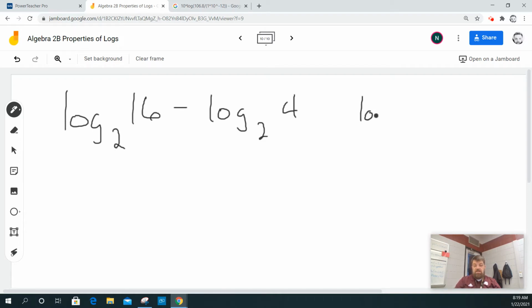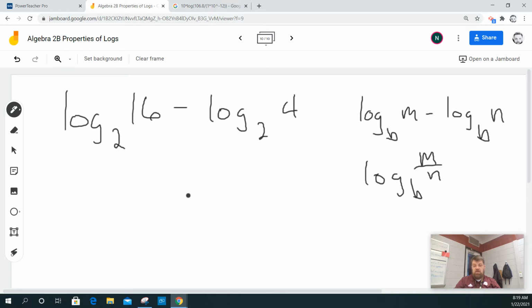So remember that log base b of m minus log base b of n is the same as log base b of m divided by n. In other words, I've kind of skipped over this, but they have the same base. So they have to have the same base.